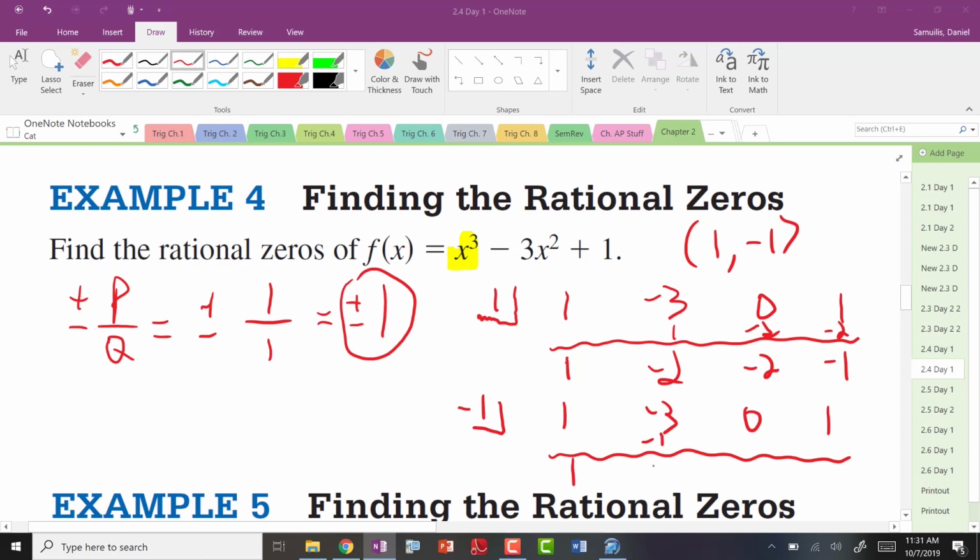1, -1, no. Unbelievable. Unbelievable. 4. Is this even close? Did I even do that right? -1 plus -4. -1 times -4 is 4. 4 plus 0 is 4. So not a 0. So what does that mean if these were the only possibilities and they're not zeros?